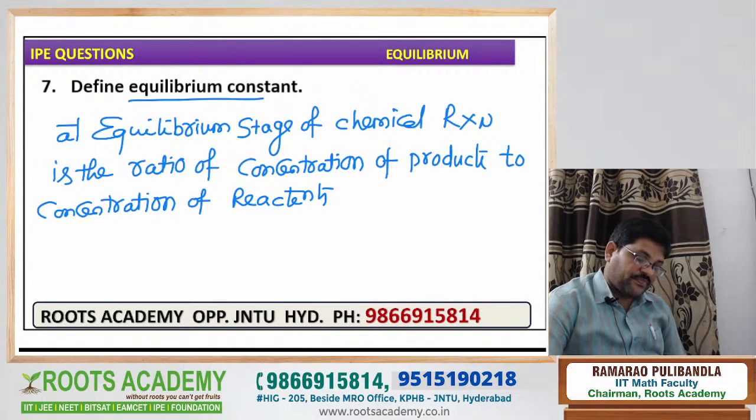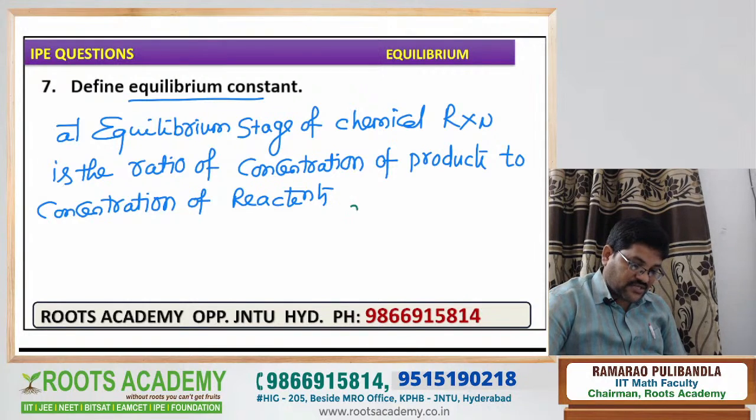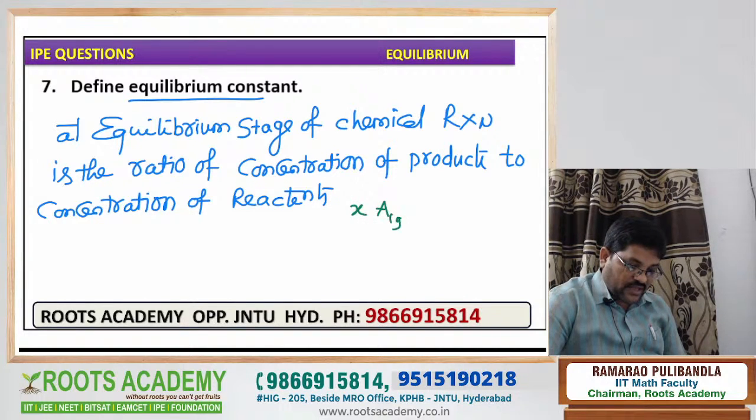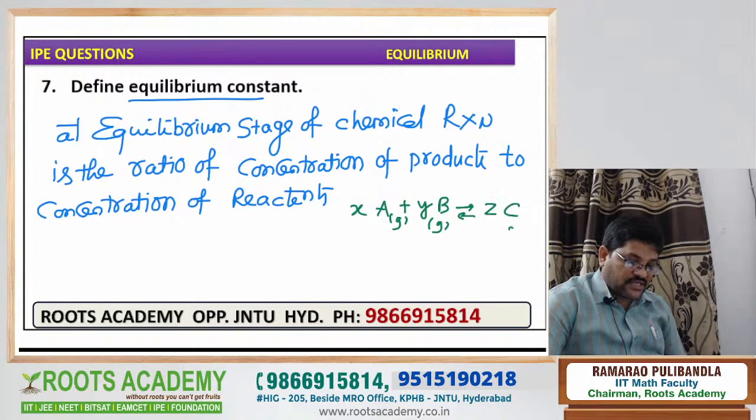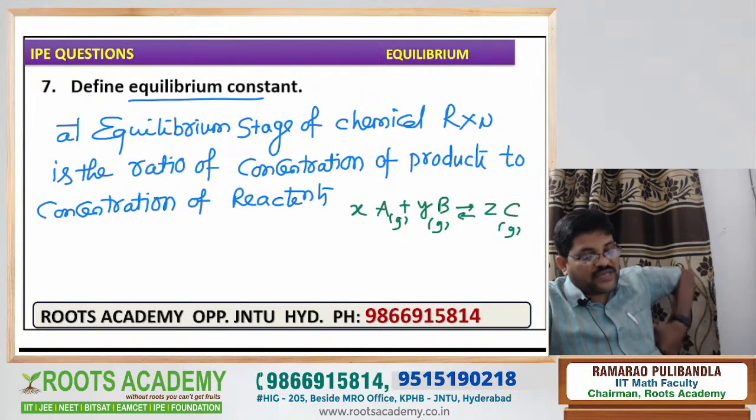For example, take one generalized reaction: x moles of A gas plus y moles of B gas gives rise to z moles of C gas. How do you write the equilibrium constant? You write the statement like that and you mention one equation.